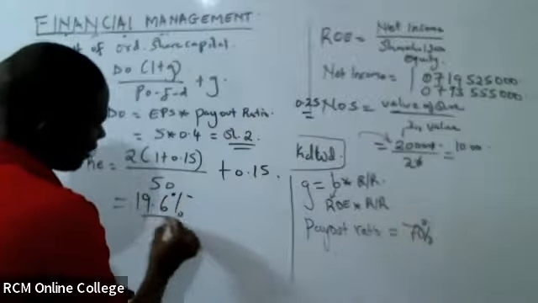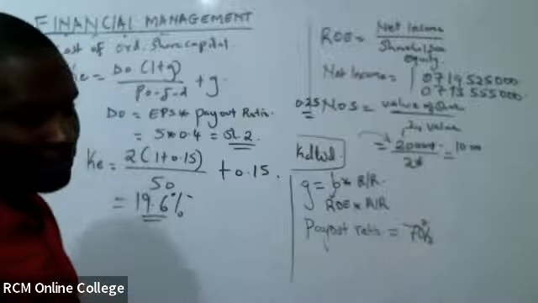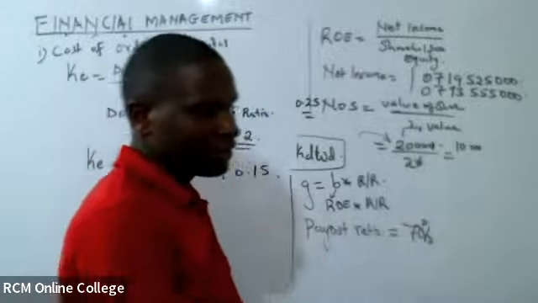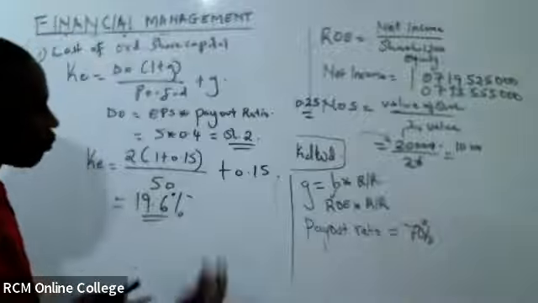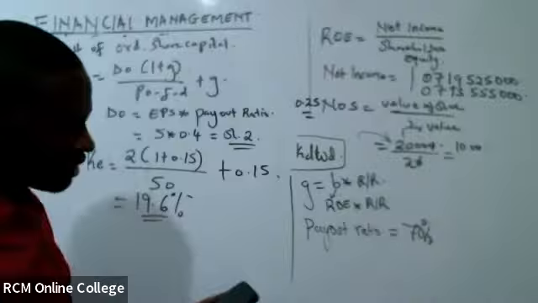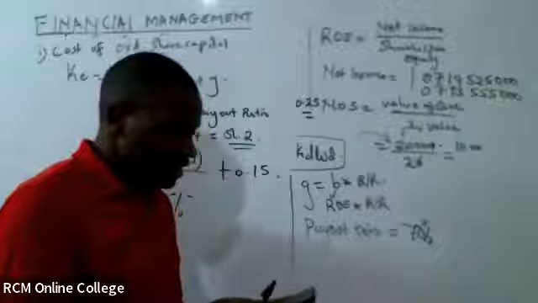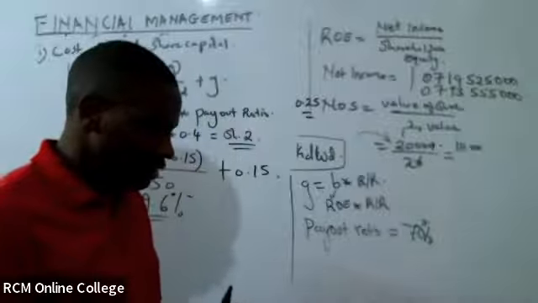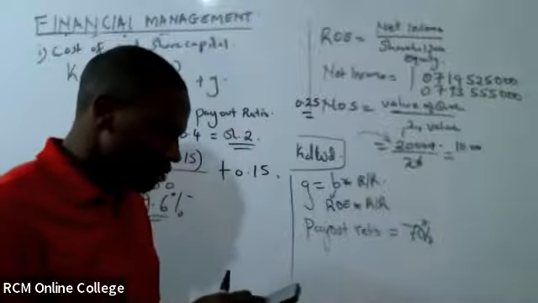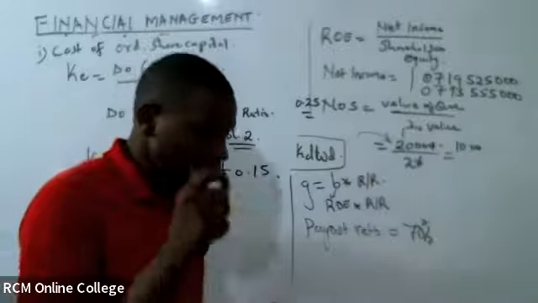People are getting 19.6%. Imagine we are done. Class, once we are through with that, they want us to get the next part, which is Roman number 3. And this Roman number 3 is the cost of debenture capital.